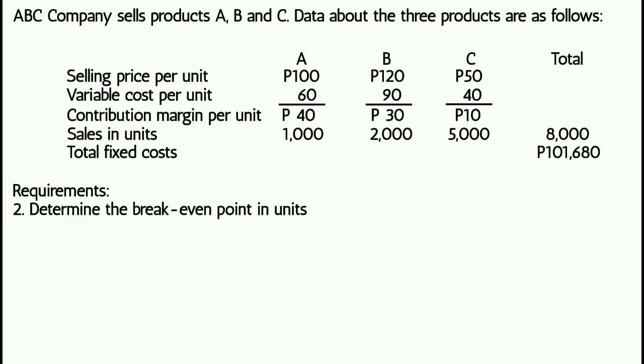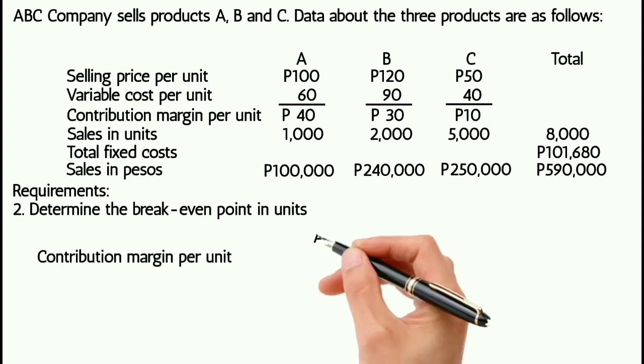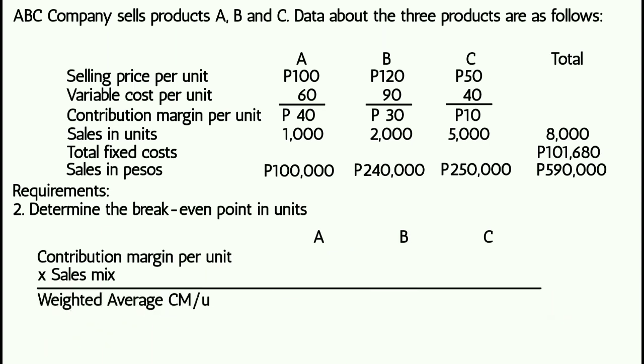Next, requirement number 2. Determine the break-even point in units. Ang formula ng break-even point in units ay fixed costs divided by weighted average contribution margin per unit. Since given na yung fixed costs, ang problema na lang ay yung computation ng weighted average contribution margin per unit. Kukunin natin yung weighted average ng contribution margin per unit. To do this, kailangan nating i-multiply yung contribution margin per unit for each product sa sales mix. For purposes of computing the weighted average contribution margin per unit, the sales mix is determined using the sales in units. So kapag ang hinahanap ay weighted average contribution margin per unit, mag-base kayo sa sales in units.